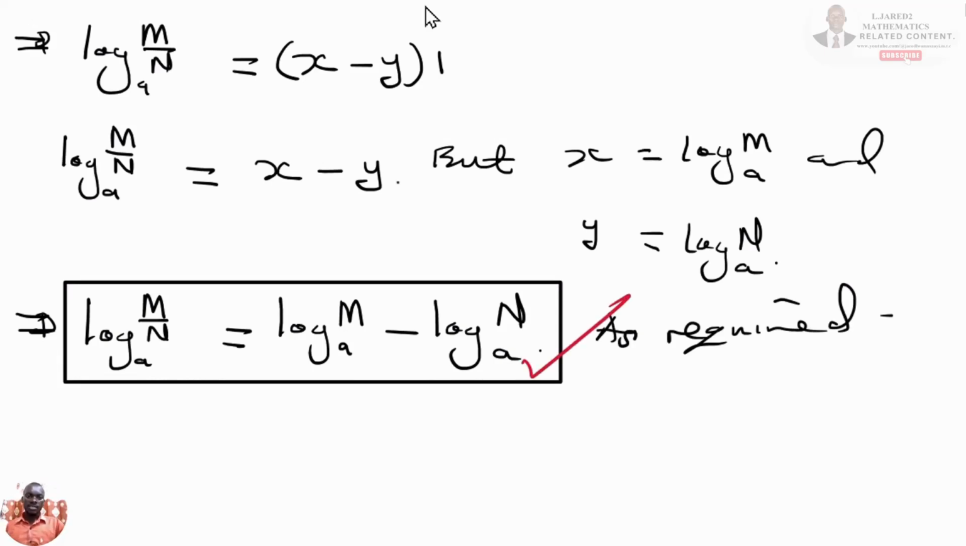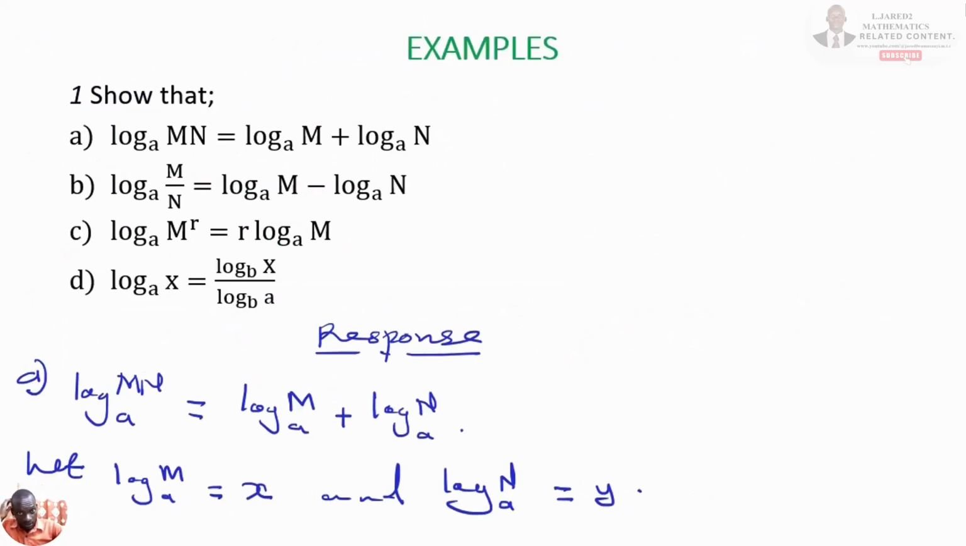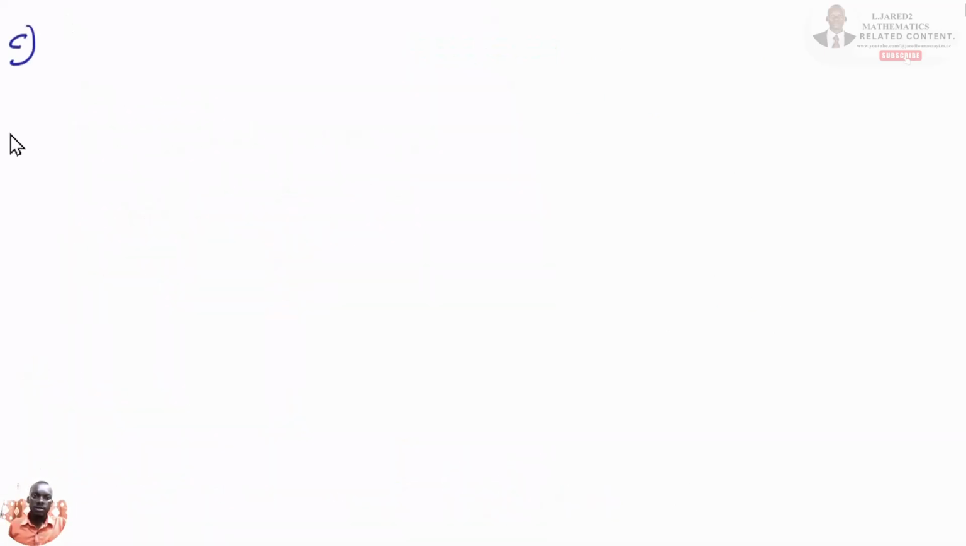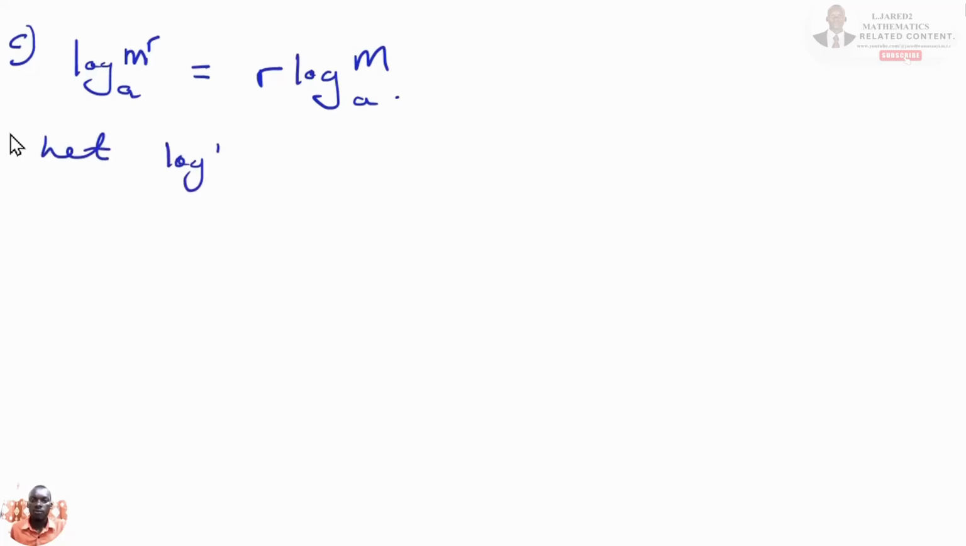We can now go to part C. They require us to show, as you can see from part C here, the same. They want us to show that the log of m raised to power r base a is the same as having r multiplied by log of m base a. Still, we proceed the same way. Let us let log of m base a be equal to x, implying that m equals a raised to power x. Now from here we can make this equation 1.